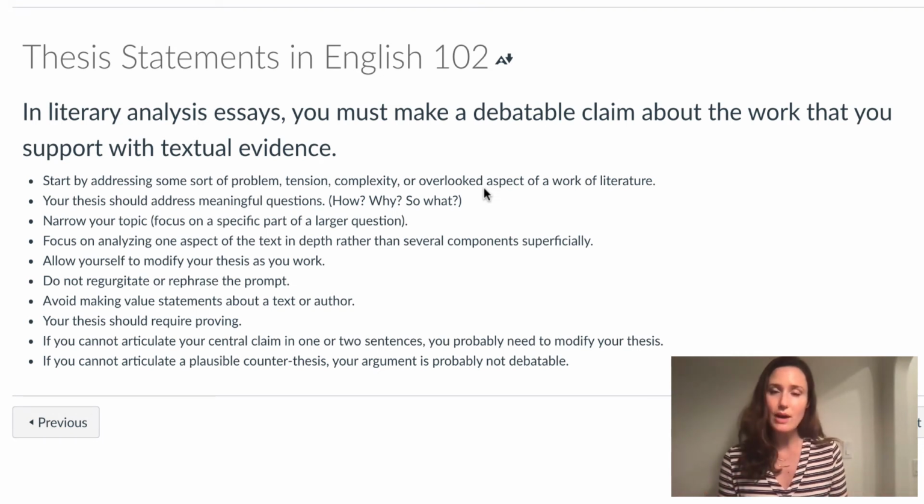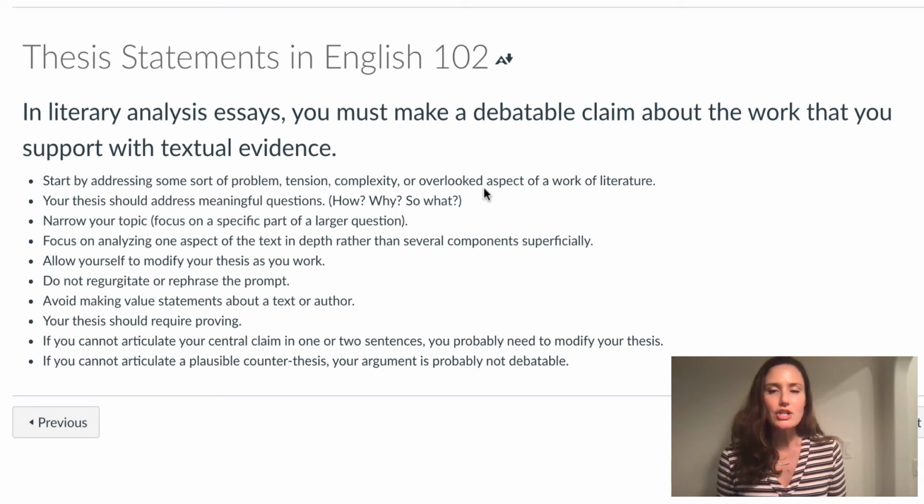Ideally, somebody who's read the text and spent some time with the text would read your thesis and say, okay, I wonder how they're going to prove that. What evidence will they use to support it? And then they'll be impressed when you support your complex argument throughout the essay. So it should require proving with examples from the text, with specific quotations. If it's a thesis that's obvious, there's no point in writing it.